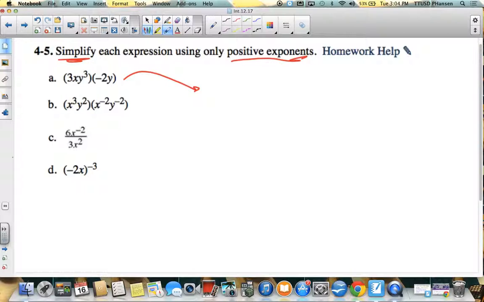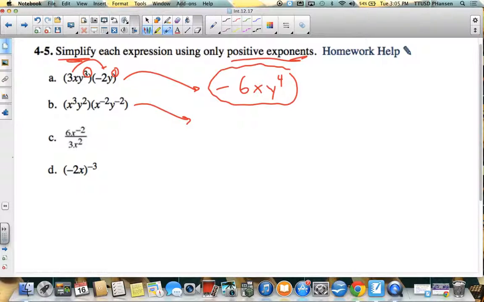This first one, I'm going to multiply the coefficients, the 3 and the -2, to get -6, and then I'm going to add the exponents of the like bases since this is one big multiply problem. There is only an x and nothing else to multiply it with. There is a y to the third multiplied by a y to the first. There's like a first right there. And I add those to get y to the fourth. So final answer of -6xy to the fourth.